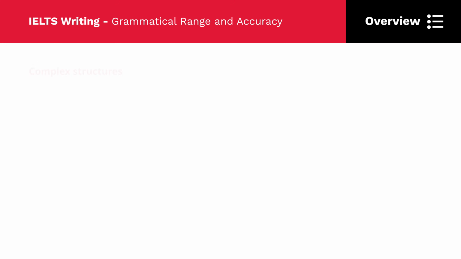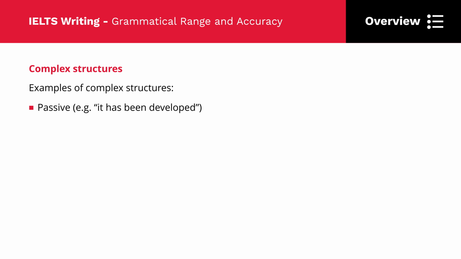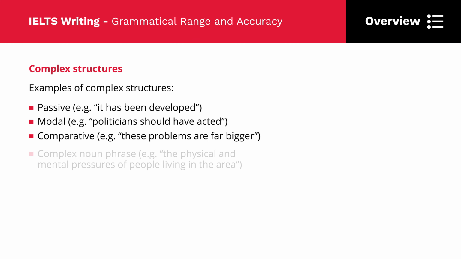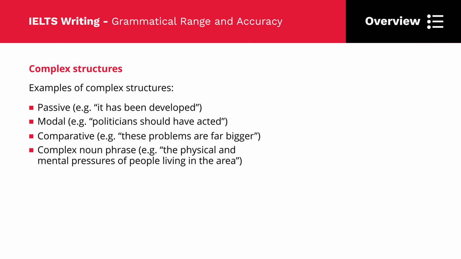For Bands 7 and above, you also need to include complex structures in your writing. These are structures within sentences which use more complex phrasing. They include passive forms, modal verbs, comparative structures, or complex noun phrases.